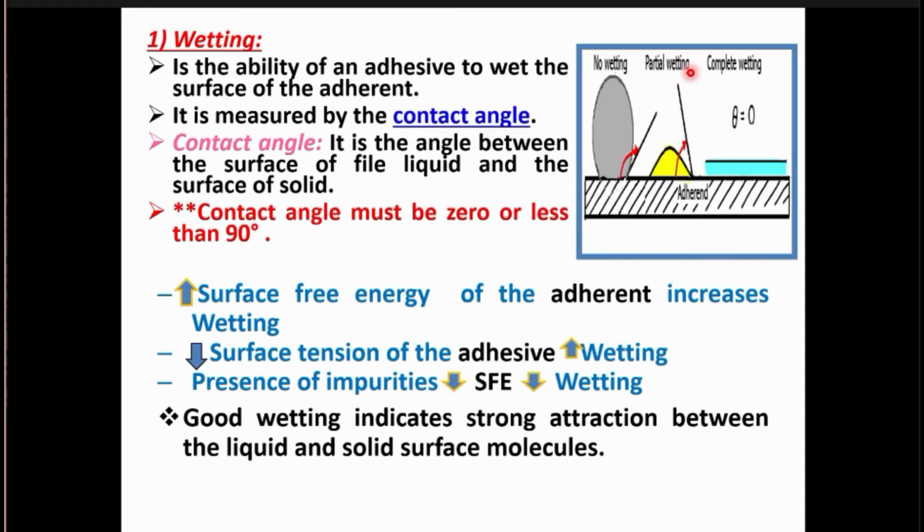So let me briefly revise this. Wetting is the ability to make a surface wet, and we need good wetting. For good wetting, we need low contact angle liquids, which we get using low viscosity materials such as water, or similar to water, and we use high surface energy adherents.